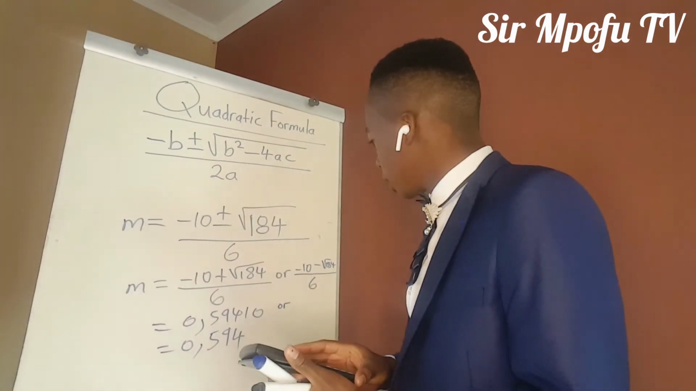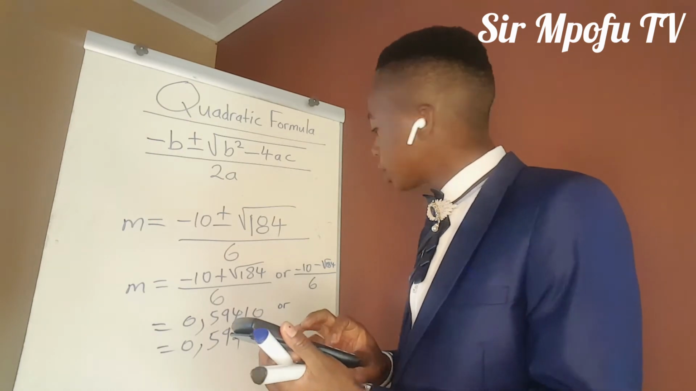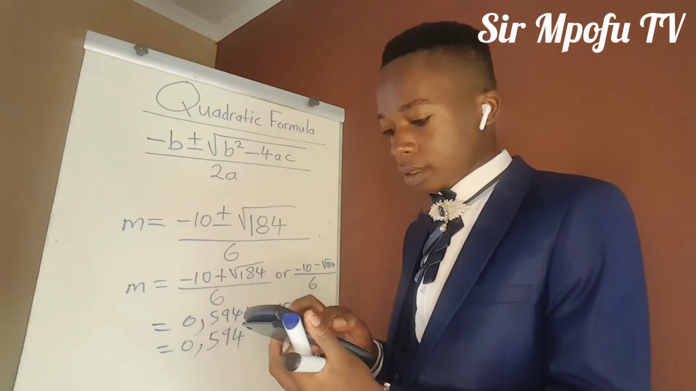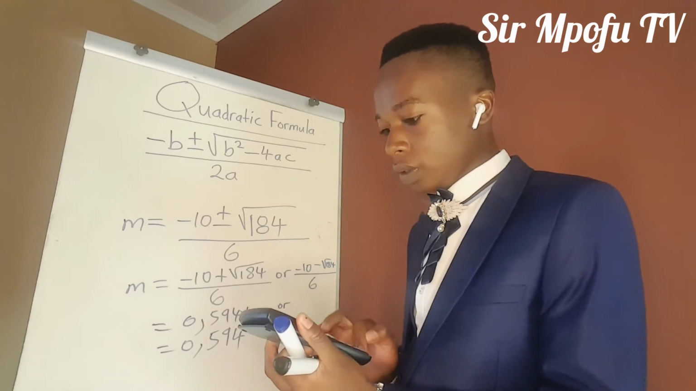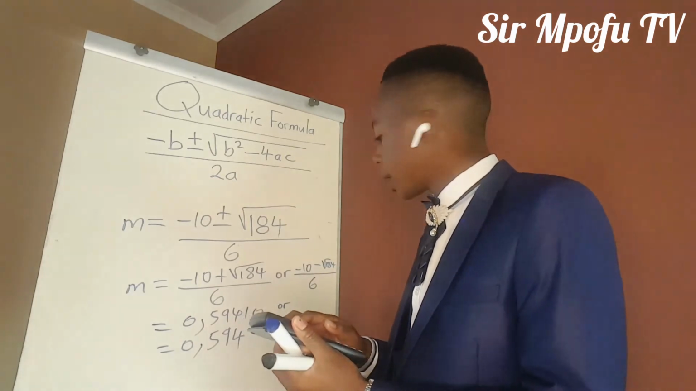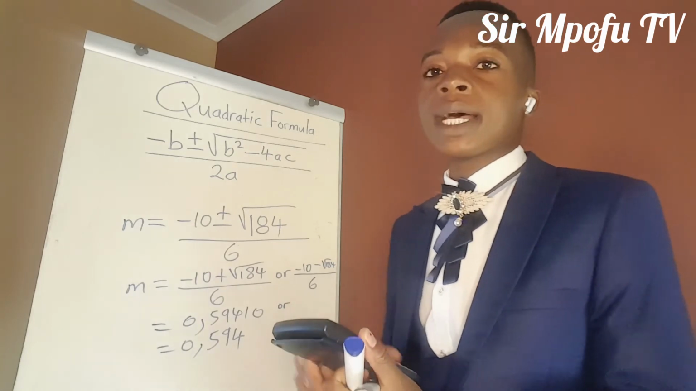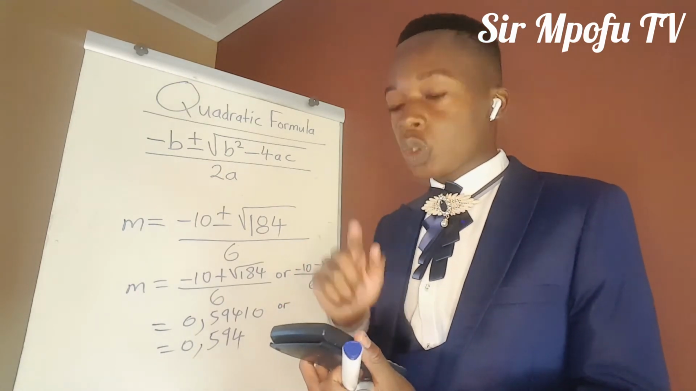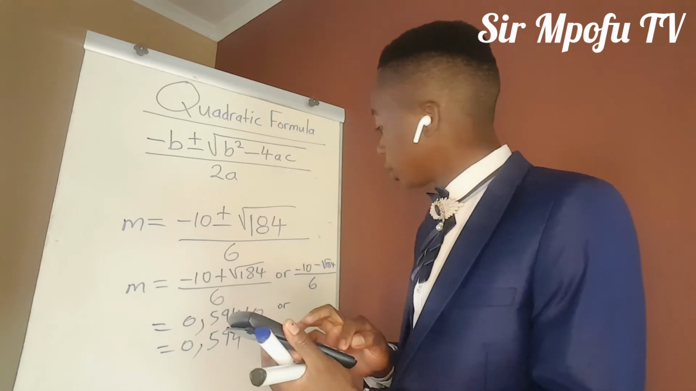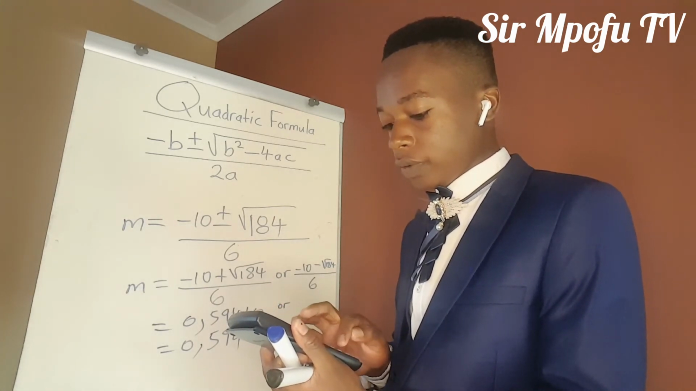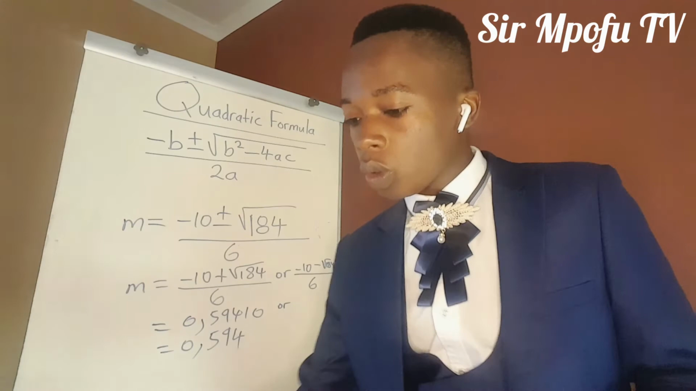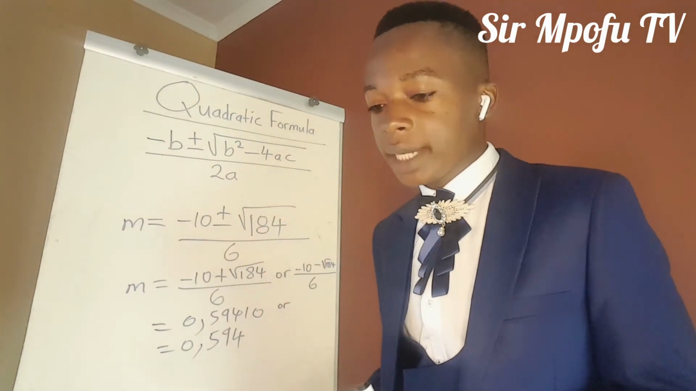Or then you punch the other one on the calculator as well. Minus 10, plus, no, it's not plus, it's minus. Minus 10 minus root 184 equal, then you divide it by 6. I'm going to punch it again to make sure that I still have the same answer. I hope that you have watched the video where I explained how to use a calculator. Minus 10 minus root 184 equals, divided by 6. You must make sure that you do this twice to avoid errors.